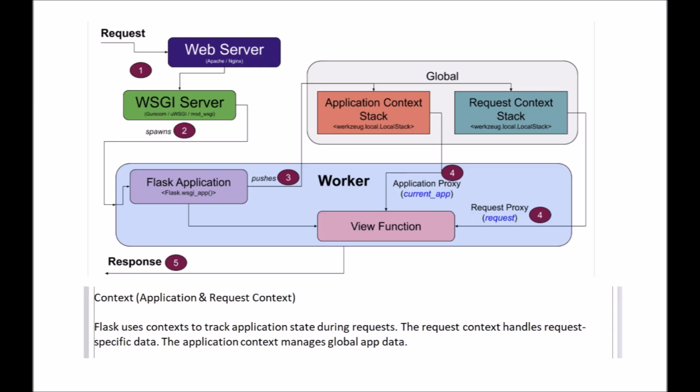Context, application and request context. Flask uses contexts to track application state during requests. The request context handles request-specific data. The application context manages global app data.